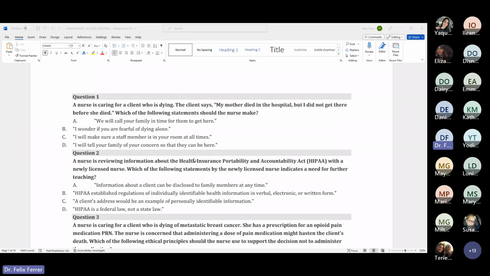Are you able to read the questions? Yes, Professor. It's for the client who's dying, and the client says, my mother died in the hospital, but I did not get there before she died. Which of the following statements should the nurse make? B. 4. I would tell your family or your consensus that they can be here. Why the family?